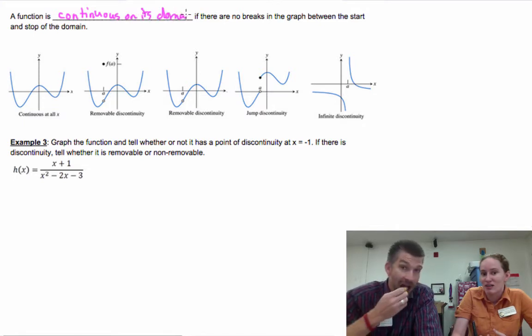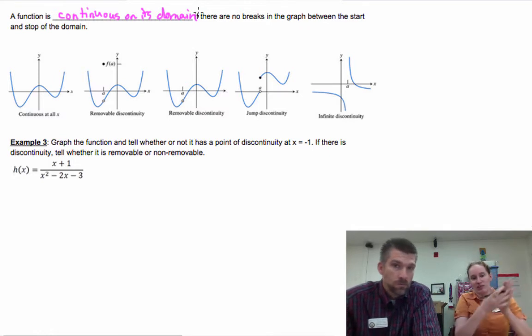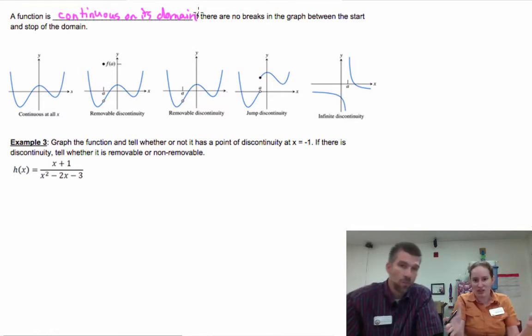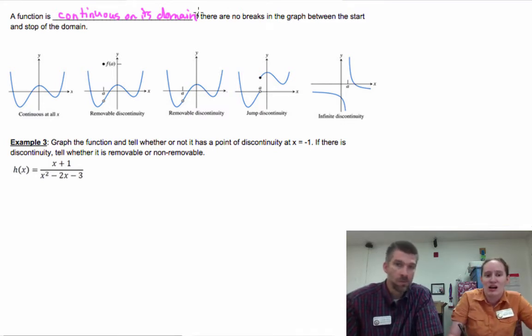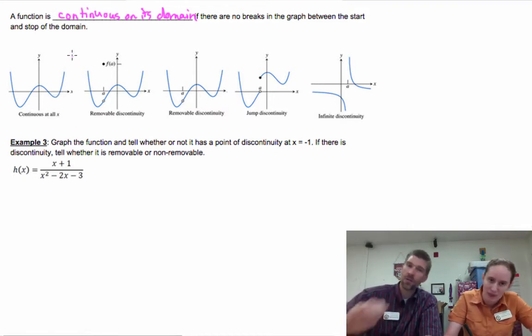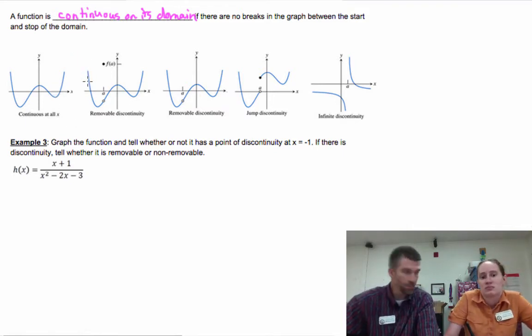Sorry. Okay, what we mean whenever we say on its domain is where the domain is defined. Where the graph is, it is continuous. So here are some situations we could have. We could have continuous at all x. It's nice, and I could trace that without picking up my pencil. That's the key thing. If you have to pick your pencil up at any point in time, it's not continuous anymore.